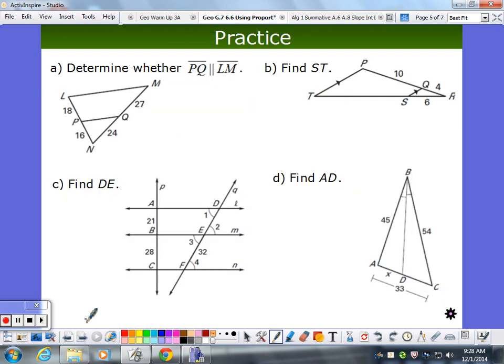So I want you to take a few minutes, and on the back it's all just practice, and work on them. So take a few minutes, and then we'll kind of review. So let me put up the answers for what I got for these.